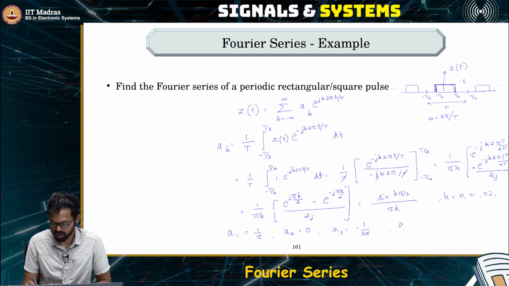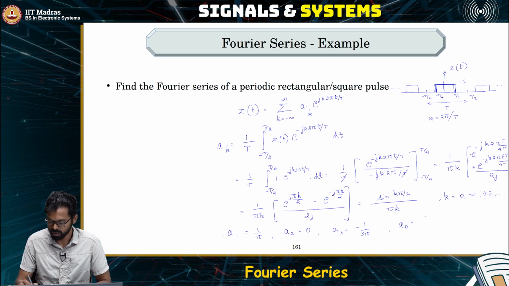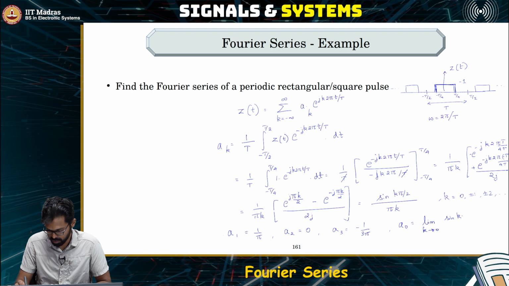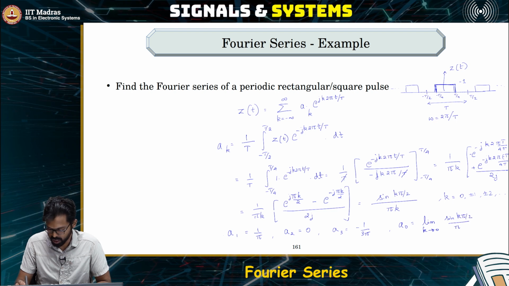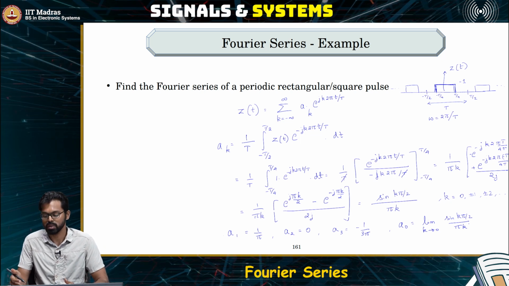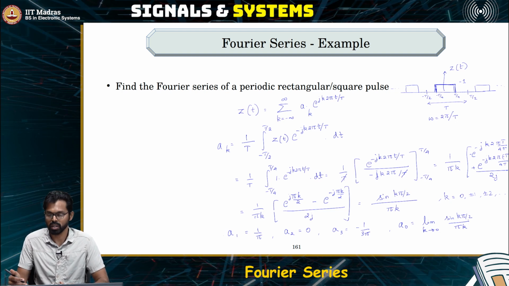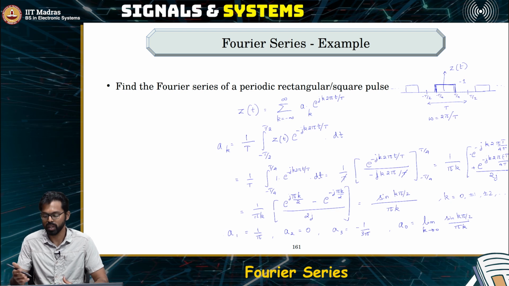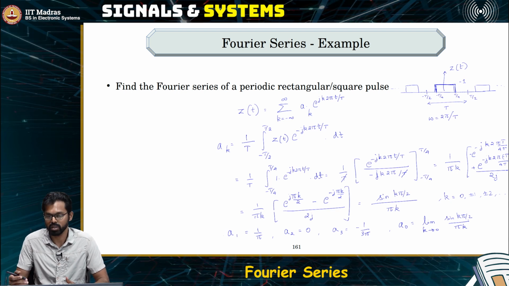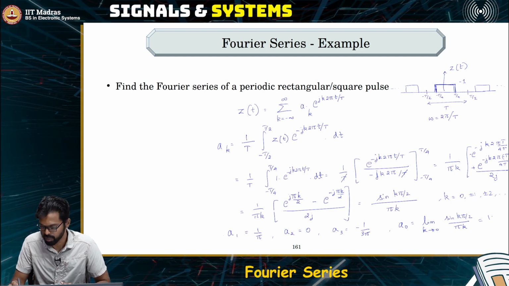But what about a0? How do you compute a0? a0 is the limit as k tends to 0 of sine k pi by 2 divided by pi k. So you have to take the limit. If you directly substitute k equal to 0, you will get a 0 by 0 form, so you have to apply L'Hopital. In the numerator you will get cos k pi by 2 times pi by 2, and in the denominator you will get simply pi. You have to differentiate with respect to k because that's the one that is tending to 0. Cancelling out, you simply get half.